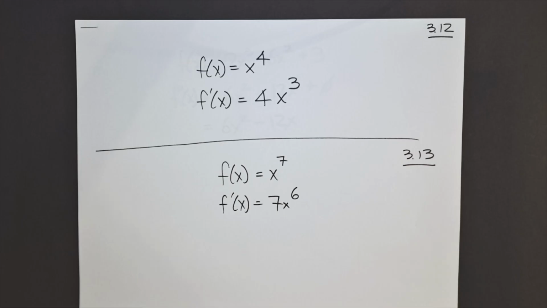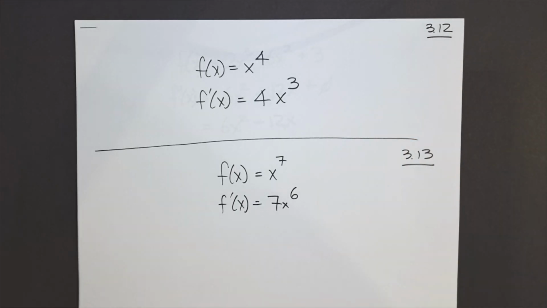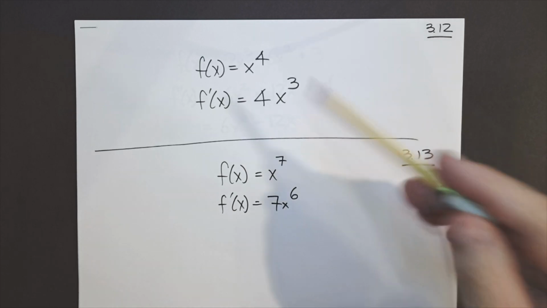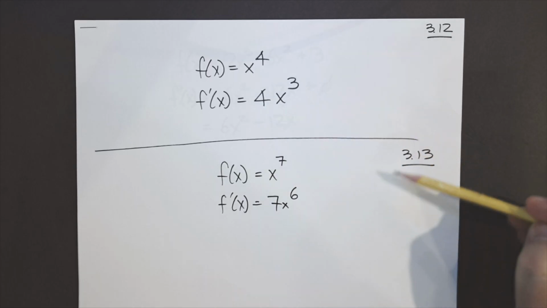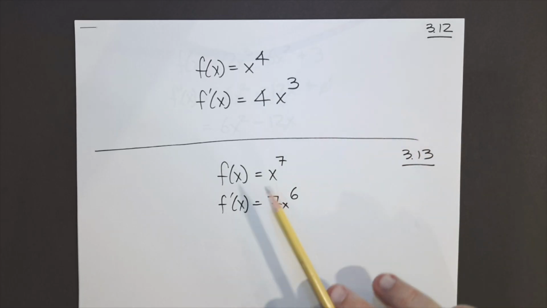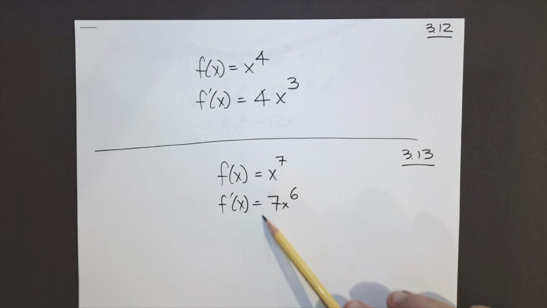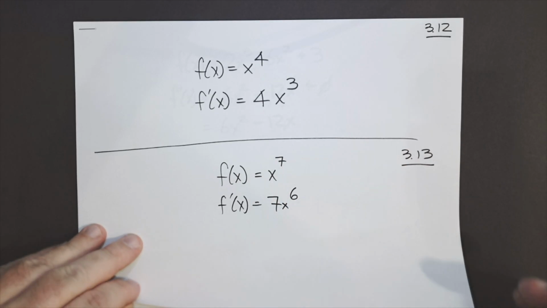All right, now we're going to go over some examples for our new rules we've learned. So checkpoint 3.12. It's just, what is the derivative of x to the 4th? Well, bring the 4 down, subtract 1. So 4x cubed. Pretty straightforward. Checkpoint 3.13. Same thing, x to the 7th. Bring the 7 down. 7 minus 1 is 6. I think you get that process.